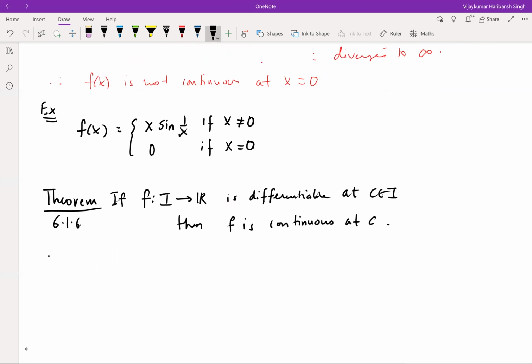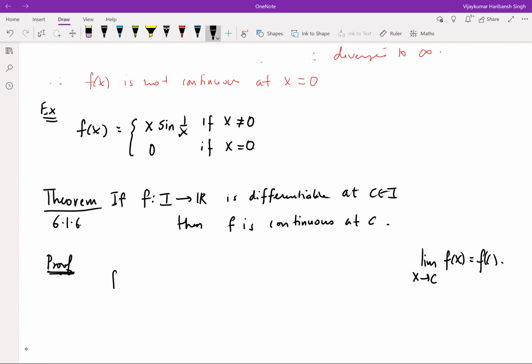So, proof. What do you want to show, really? You want to show that the limit as x goes to c of f of x equals f of c. Why are we using basically the limit criteria? The reason is that c is in I, and I is an interval, so every point is an accumulation point. So there's no problem in using the limit criteria for continuity.